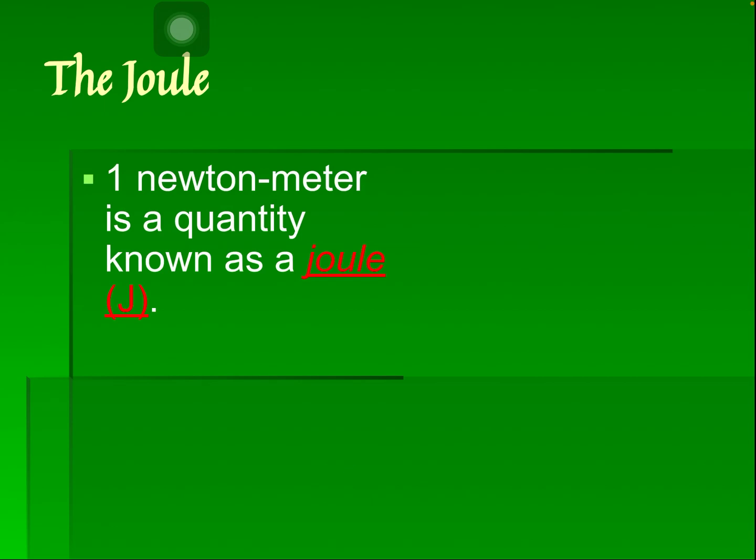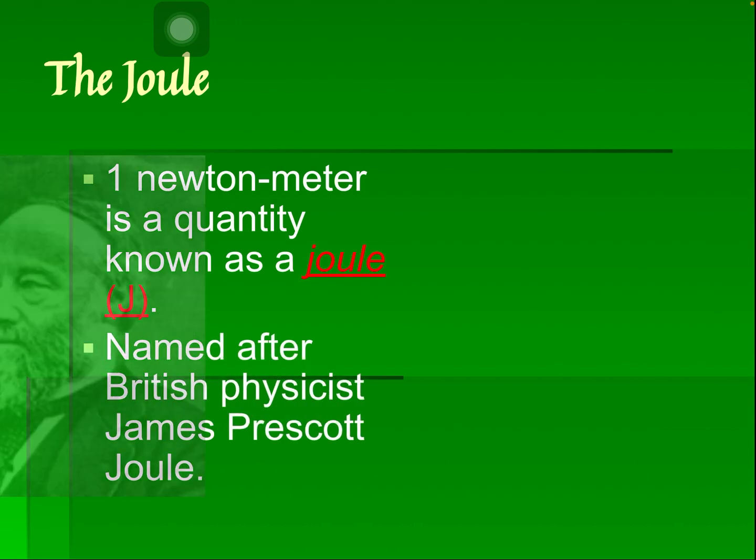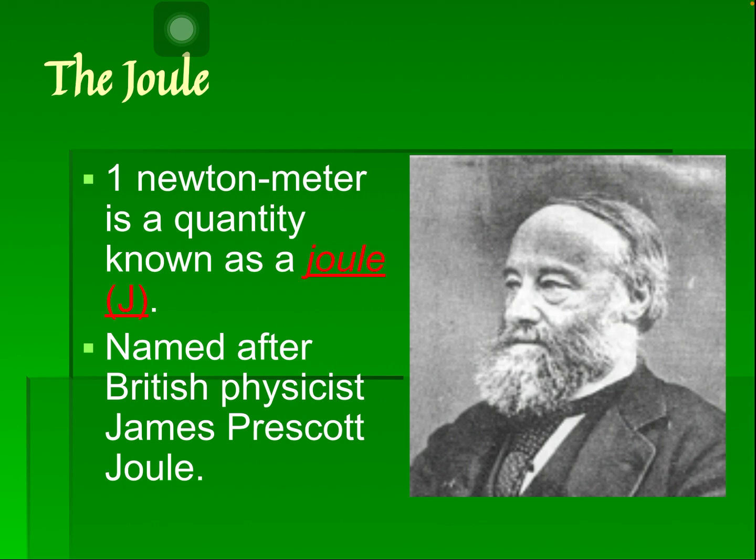The unit, which we have not introduced yet, used to measure work is called a joule. And it is the equivalent of a newton of force exerted over a meter of distance. Okay, it's named after a British physicist, James Prescott Joule, and there's a picture of James Prescott there. Okay, but just remember that the unit of work is the joule. All right, moving right along.